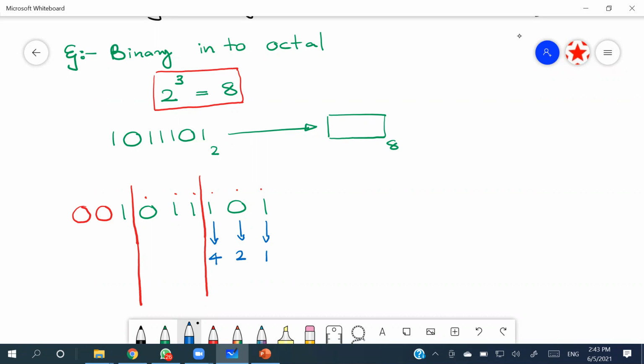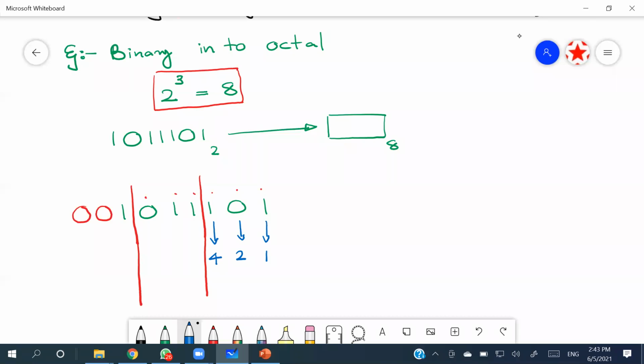Right? So instead of writing the 2 to the powers, since we got only 3 places, I'm going to write this straight away, the values of the places using the decimal values, which is 1, 2, and 4. Is this clear, everyone?